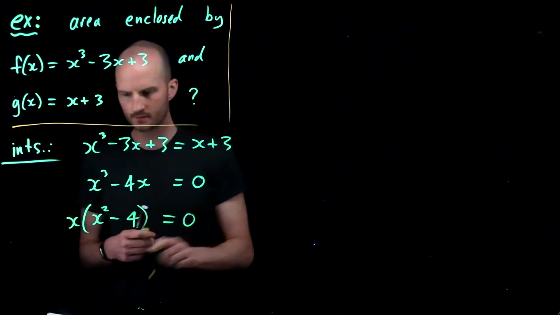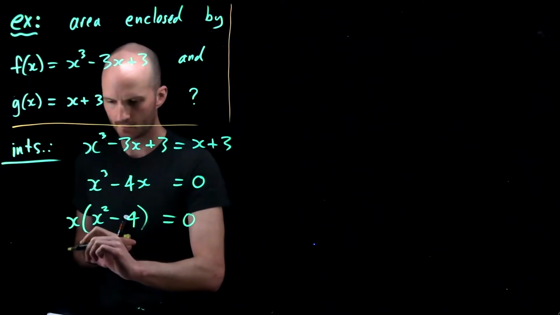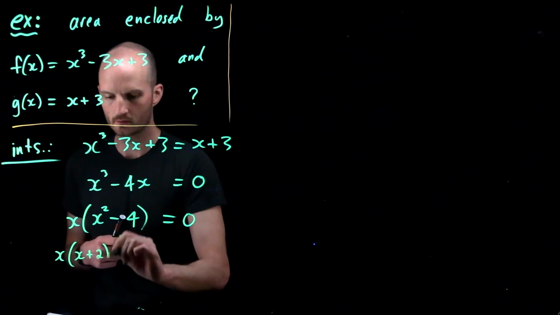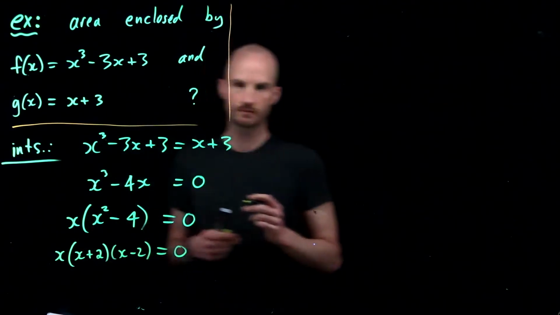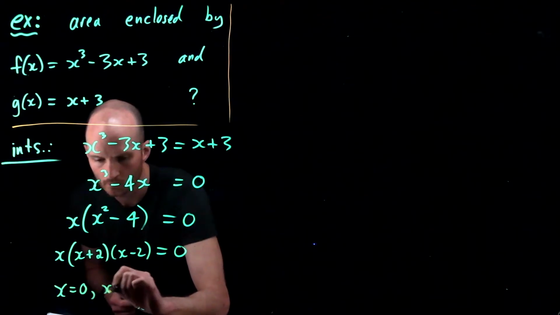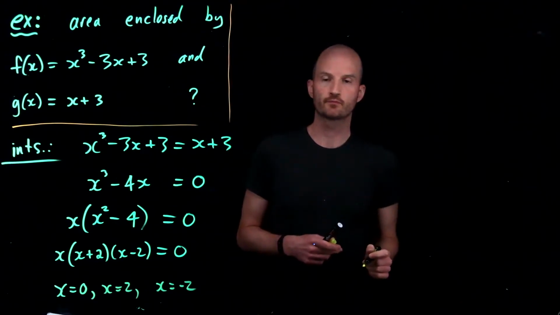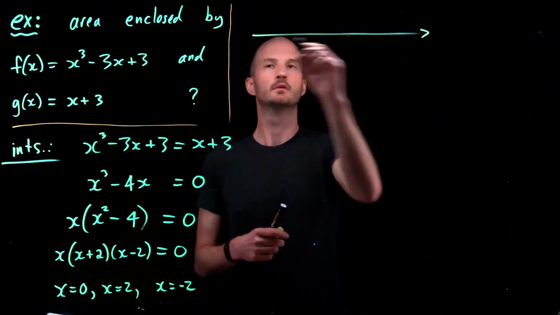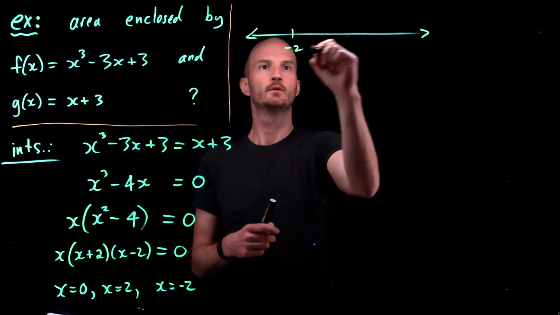And solve for x. From here I get x is 0. From here I get, well, let's factor it further. From here I get two answers, 2 and minus 2. Okay, so that yields a number line like so.